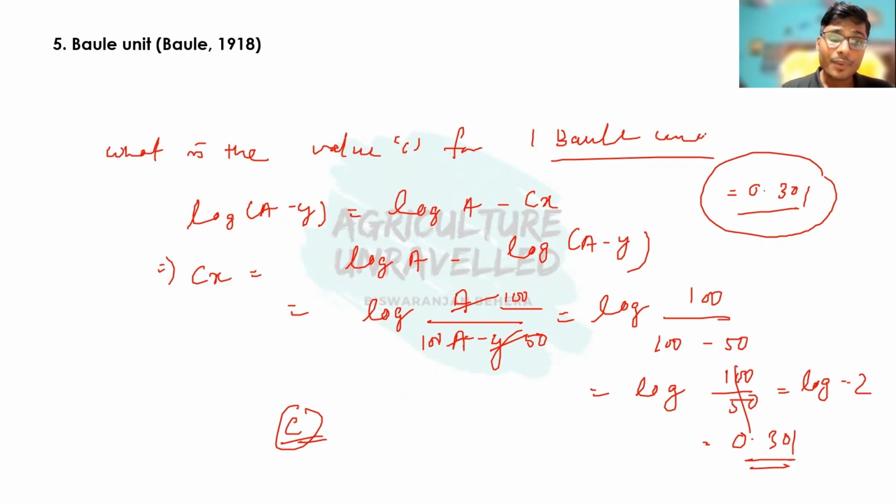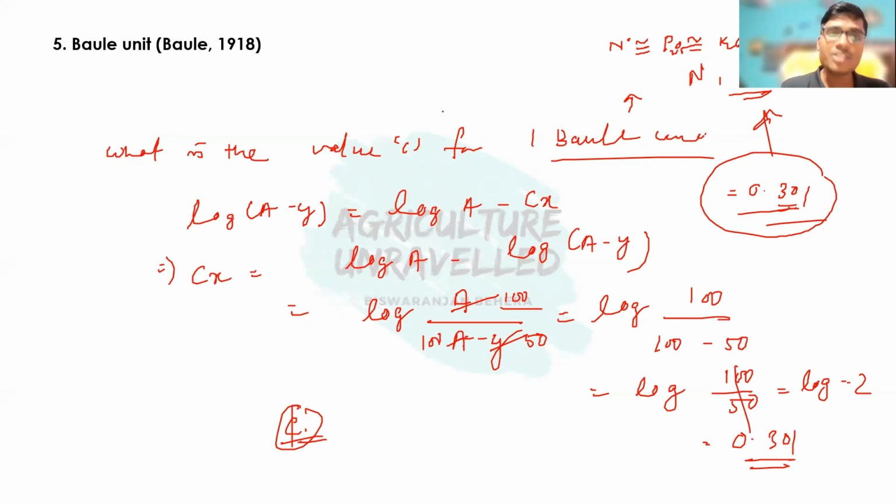Okay, but this 0.301 is the value of Mr. Lewis constant for 1 Boule unit. Then what is the value of Mr. Lewis constant for conventional unit of NPK? So as we have already discussed, for Boule unit, the quantity of NPK is equivalent. That's the reason why the 0.301 is the same for NPK for 1 Boule unit. But for conventional unit, the quantity of N and P and K will not be the same.